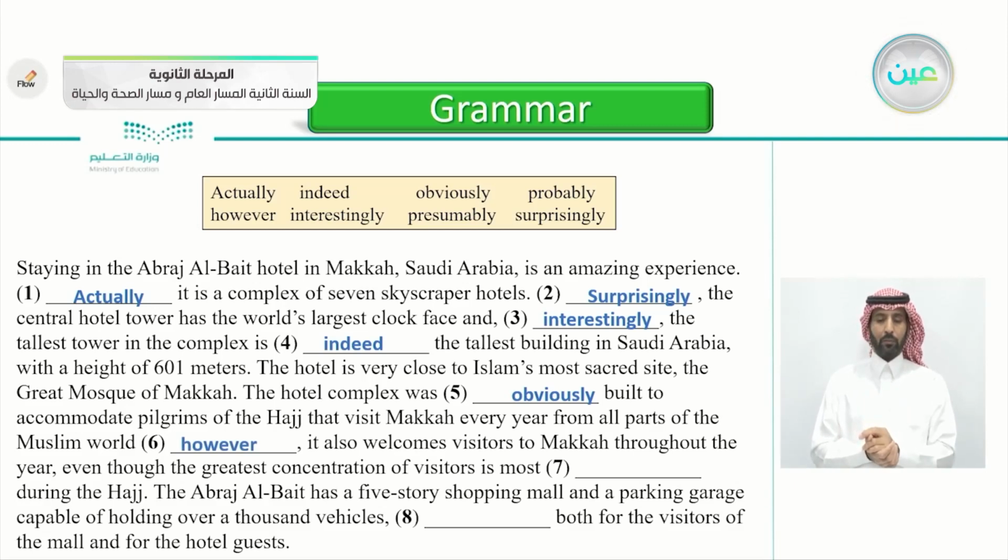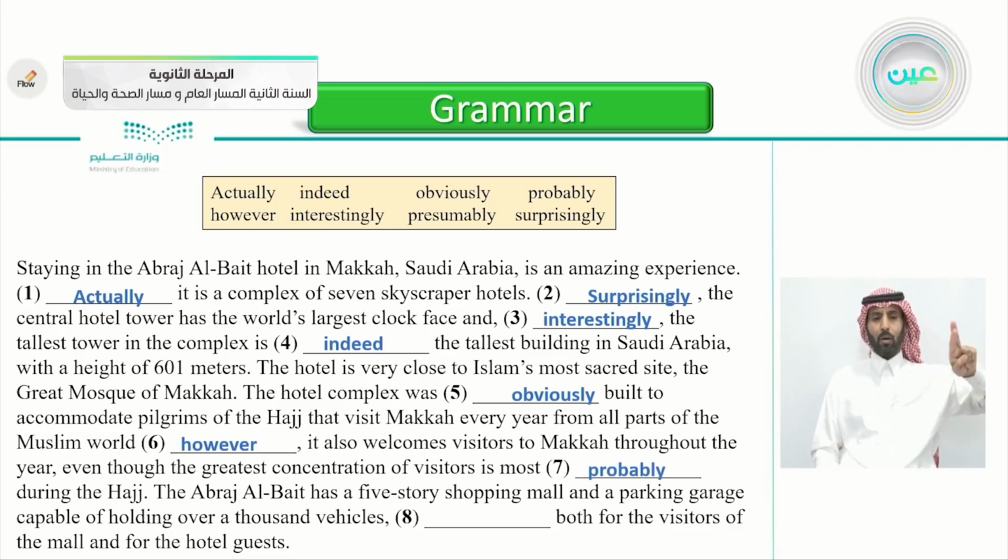Even though the greatest concentration of visitors is most, and number 7, probably during the Hajj. Probably means that you are not 100% sure of something, so you say probably, most likely.